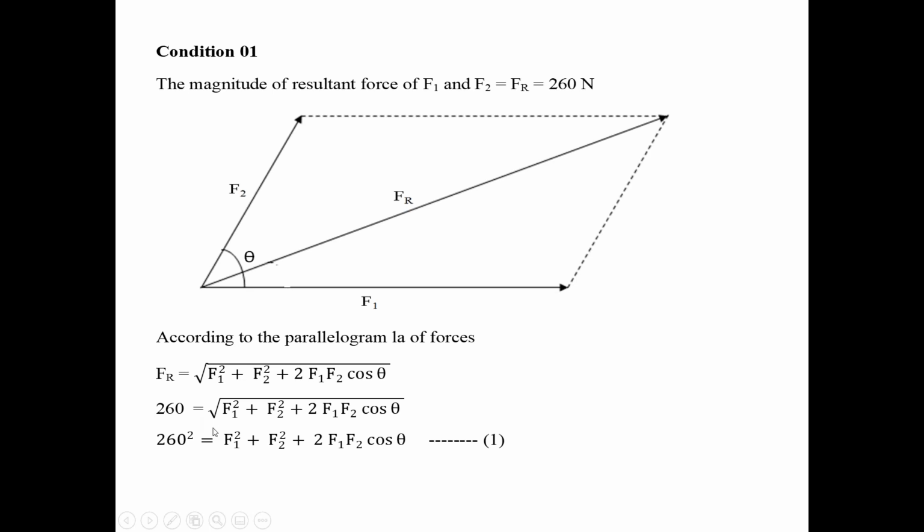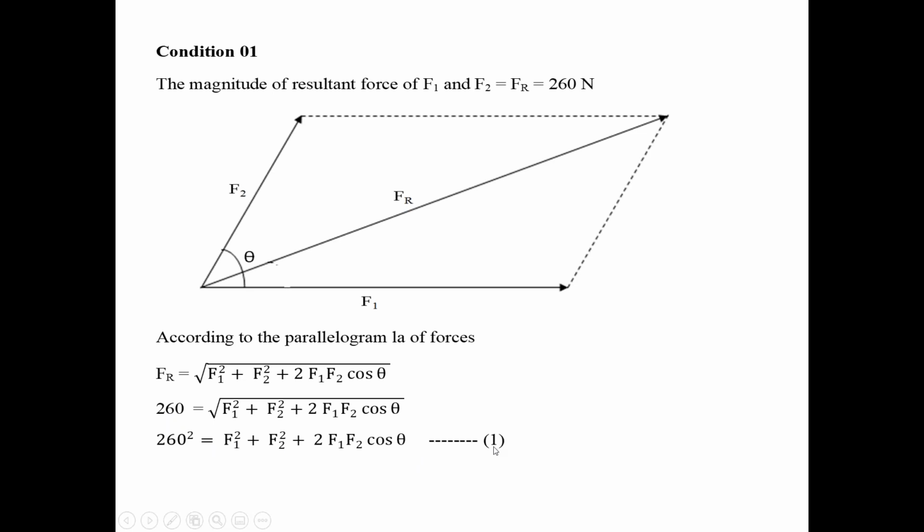Substitute in the left hand side. F1 is unknown, F2 is unknown, theta is unknown, so keep it as it is. Square the equation on both sides. Because of that squaring, you will get the equation as 260 square is equal to F1 square plus F2 square plus 2F1F2 cos theta.